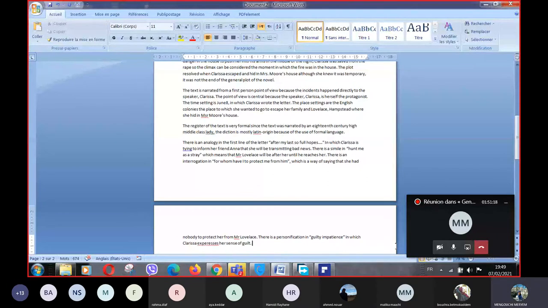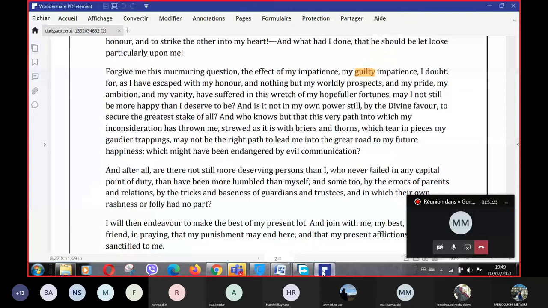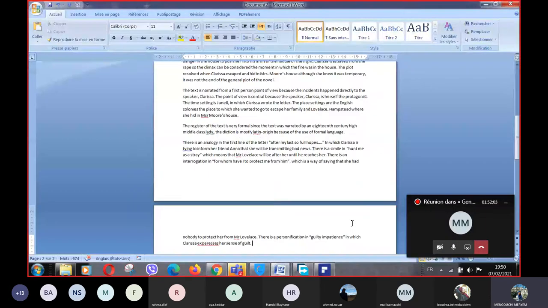Erika, you had something? Miss, in the paragraph before the two last ones. Normally we have personification and a simile. She said, and who knows but that this very path into which my inconsideration has thrown me and strewed me. So she used thrown and strewed, and thrown is a human quality. Yes, very good. That's a personification. Yes, inconsideration is concrete.